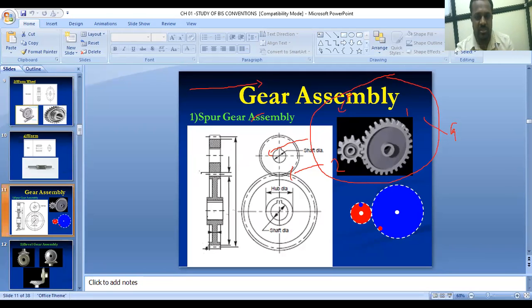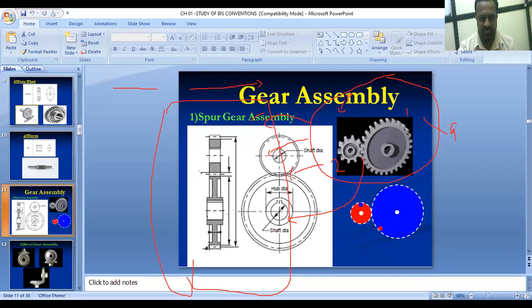First of all we have to draw the conventional representation for the pinion. This is the conventional representation for the pinion, and this is the conventional representation for this gear, and here we are making the assembly in this manner. You can easily observe this whole picture. It will be the conventional representation for the spur gear assembly. This is the pinion, this is the gear, and both the pinion and gear are meshed to each other.